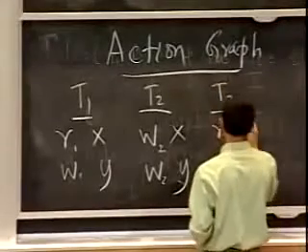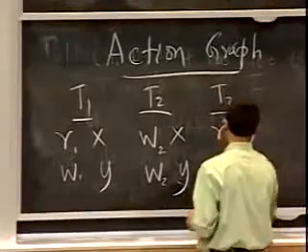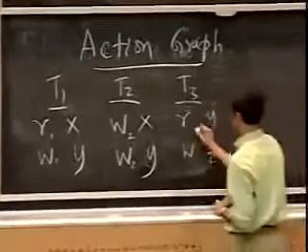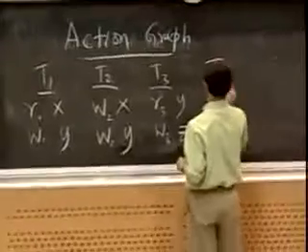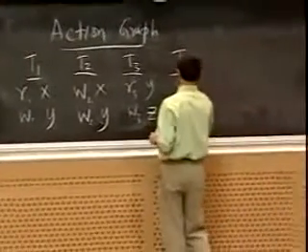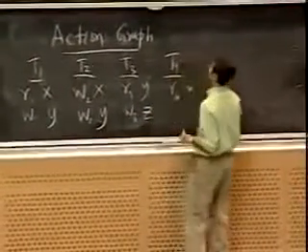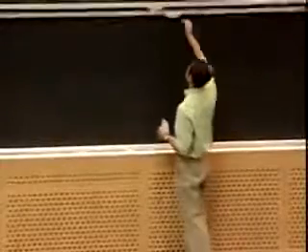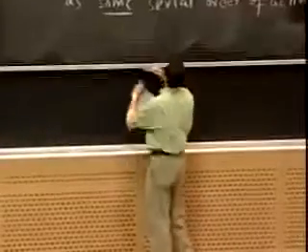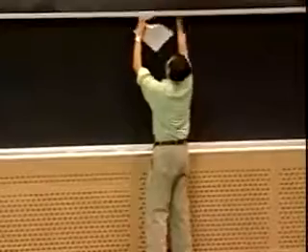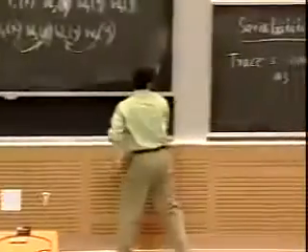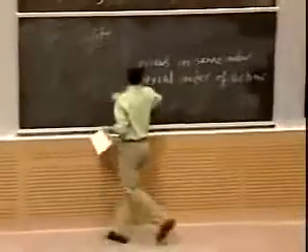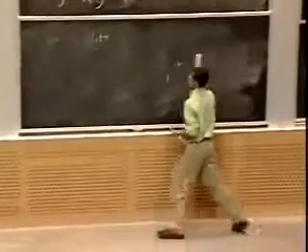Action 3 has a read of y and a write of another variable z. And action 4 has a read of x. So first of all, given these actions, which of the actions conflict with each other?